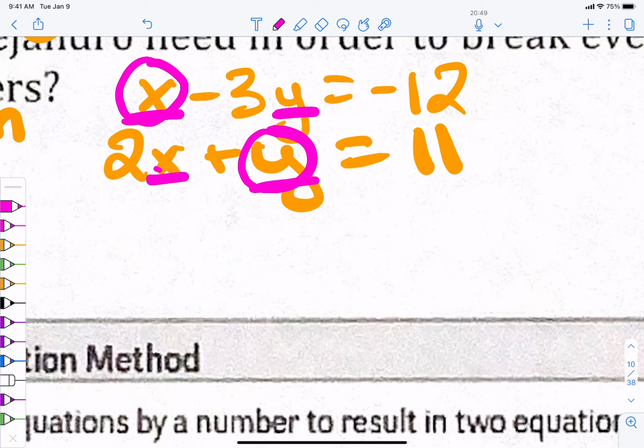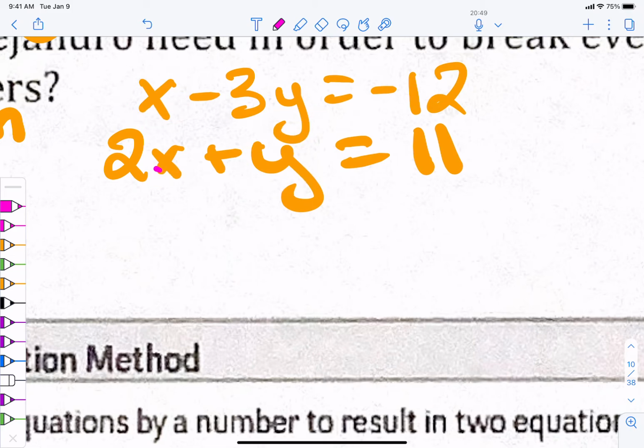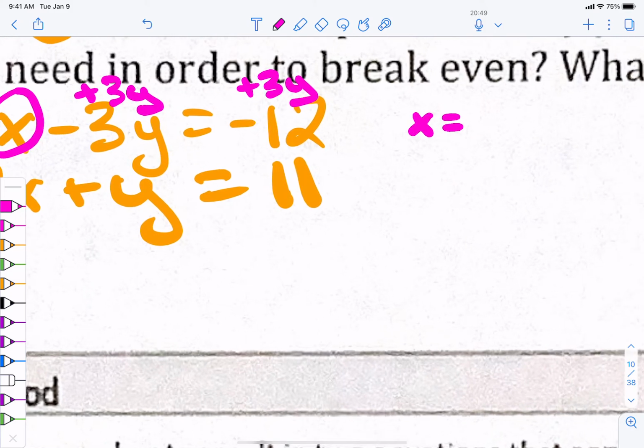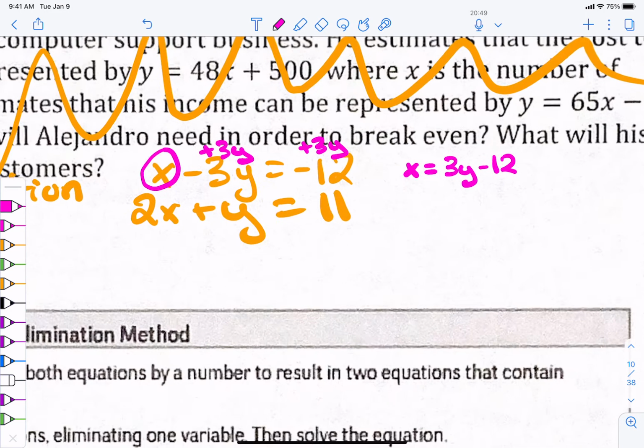X on the top? Sure. So let's solve the top one for x. Let's do this guy right here. So to get x by itself, we just simply move the 3y. We add the 3y over. So x equals 3y minus 12. Beautiful. Okay, our x is solved for.